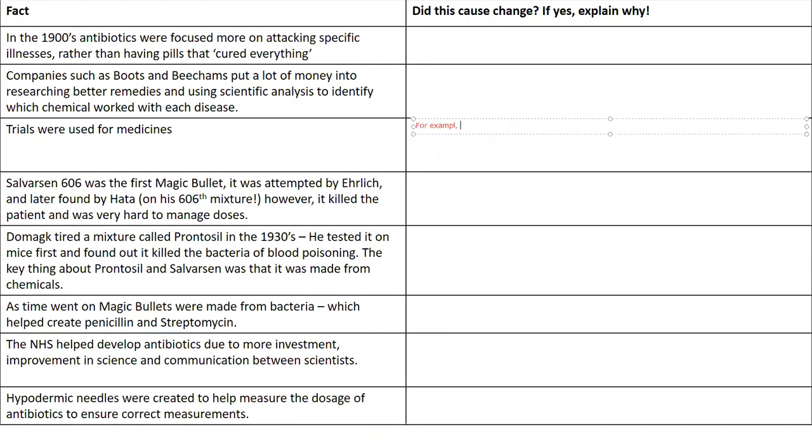for example, Domagk used the trial of his antibiotic, Prontosil, on mice. This was going to allow a change in treatment as it ensured that the antibiotic was ready for human consumption without causing harm. This is shown when Domagk used Prontosil on his daughter, who survived.